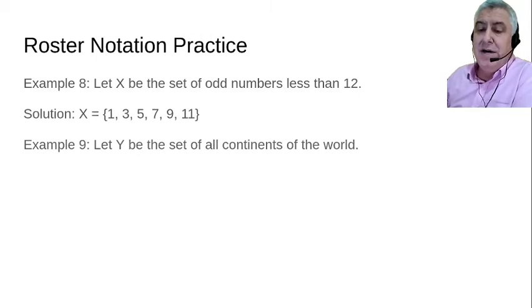Our example 9: let Y be the set of all continents in the world. This one is a little difficult because not everybody agrees how many continents there are, but try to answer that with what you've learned, and then we'll talk about it in a second.